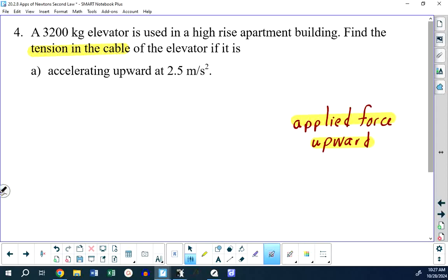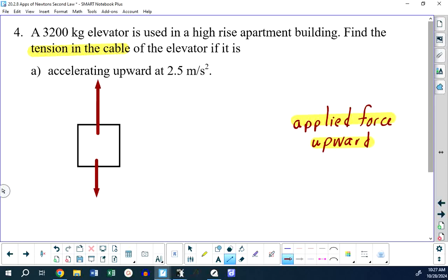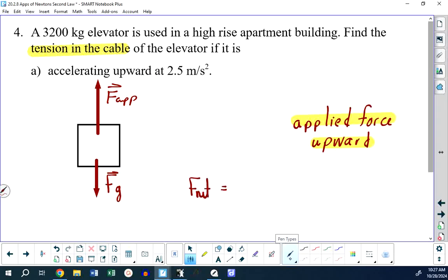What do we do? And I want to set this up for each of A, B, and C before we calculate any answers. What do we do when there's an upward acceleration? Well, in general, if there's an upward acceleration, the applied force upward is more than the force of gravity in magnitude. That's what's going on.